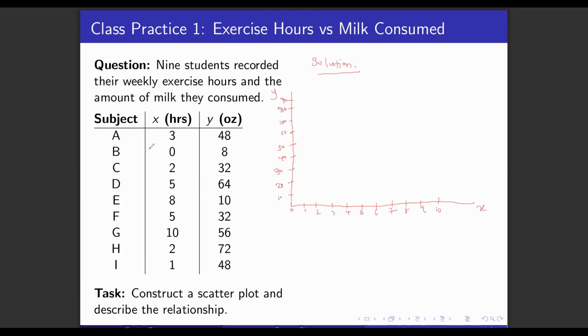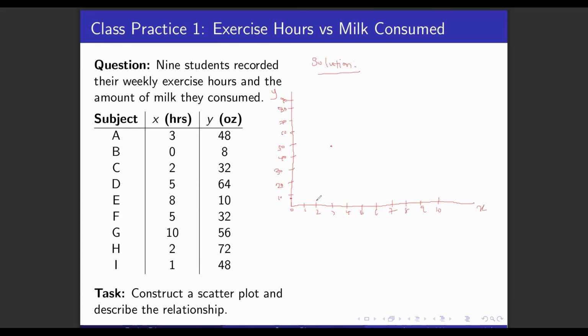So let's look at student A. Student A exercised for 3 hours, which is here, and drank 48. So 48 is somewhere here. Student B, 0, drank 8. He drank 8 ounces of milk. So student B didn't exercise, 0 hours, yet drank 8 ounces of milk. So we have it here.